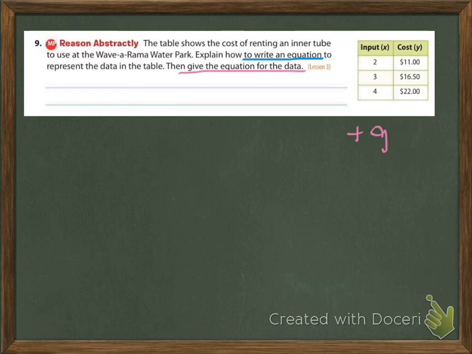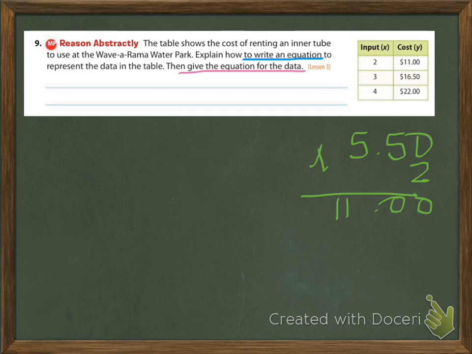Then let's try it out on 3. 9 plus 3, 9, 10, 11, 12. So the 16.50 should be 12, and it's not. So we know that it's not going to be an adding sequence. So now let's look and see if it's going to be multiplication. What can I multiply by 2 to get to 11? Well, I can take $5.50 and multiply that by 2, and I get $11. 5 times 2 is 10, carry the 1, and then you get 11. Okay, so perhaps our relationship here is to multiply by 5.50.